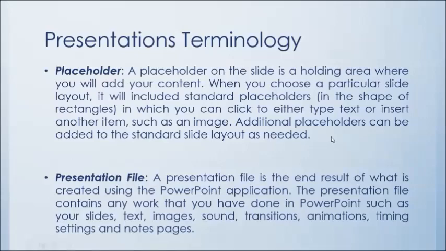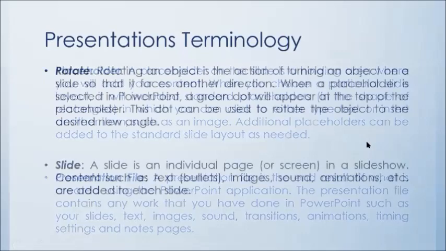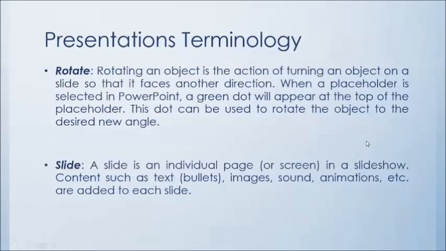The presentation file contains any work that you have done in PowerPoint, such as your slides, text, images, sound, transitions, animations, timing settings, and notes pages. Rotate. Rotating an object is the action of turning an object on a slide so that it faces another direction. So when a placeholder is selected in PowerPoint, a green dot will appear at the top of the placeholder. This dot can be used to rotate the object to the desired new angle.